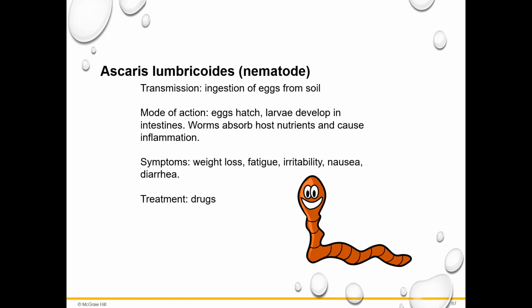You can have hundreds of worms in your intestines, so they can multiply, and you can have hundreds and hundreds of worms. These have the potential to cause potbelly, so you can see a distended abdomen from the presence of the worms. It's easily treated with drugs, but symptoms include weight loss, fatigue, irritability, nausea, and diarrhea.